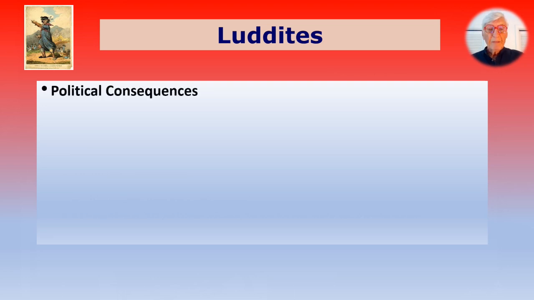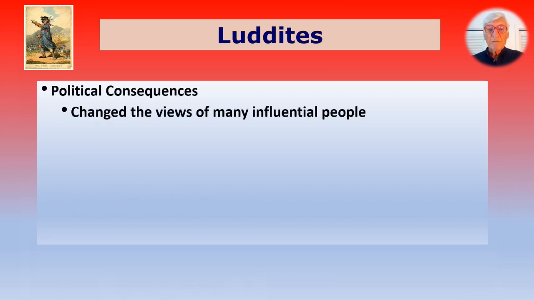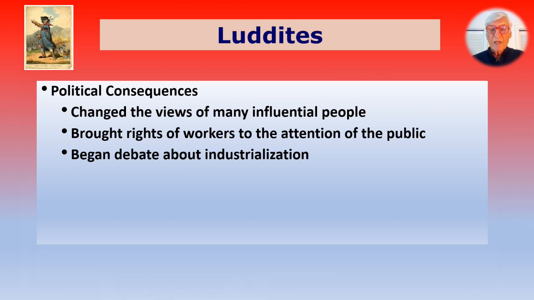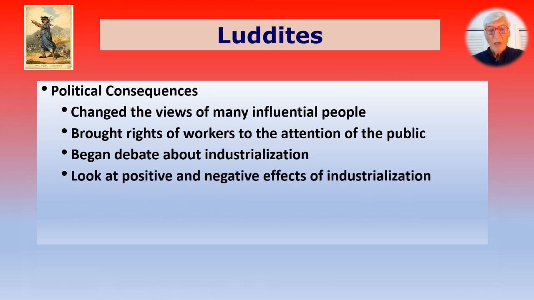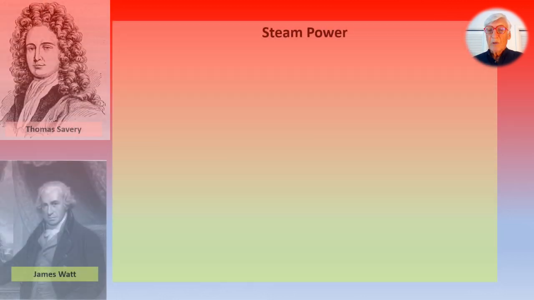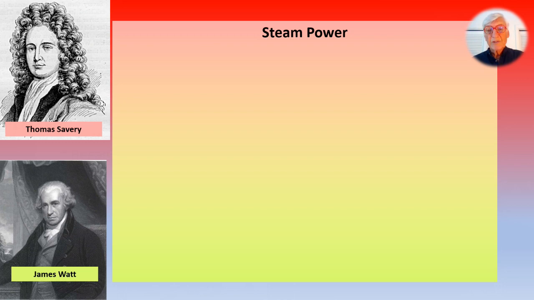Political consequences: it changed the views of many of the influential people, brought the rights of the workers to the attention of the public. It began a debate about industrialization, a look at the positive and negative effects of industrialization. The government could no longer ignore the plight of the workers. Technology is never neutral. It always has an enduring impact.